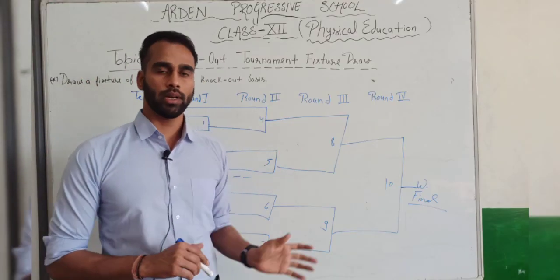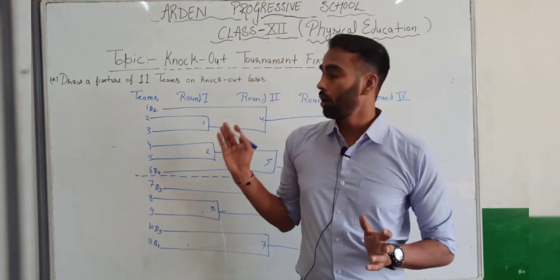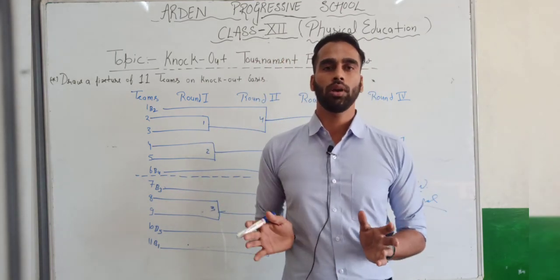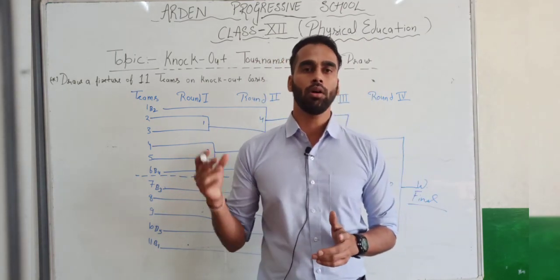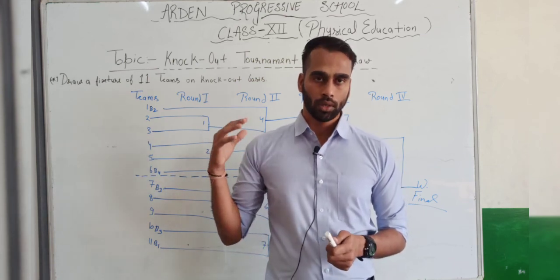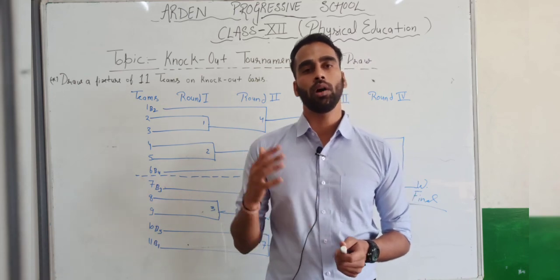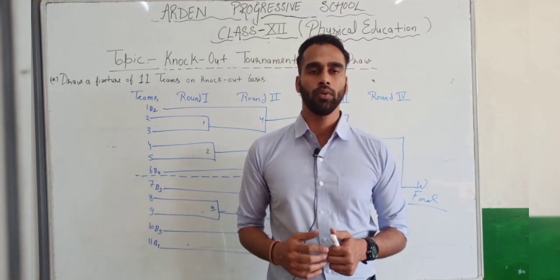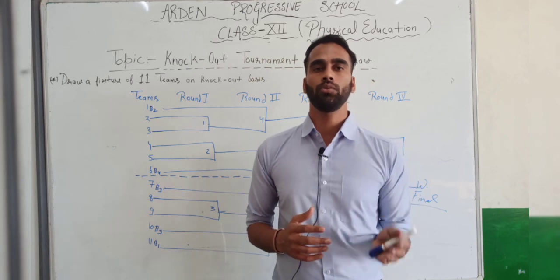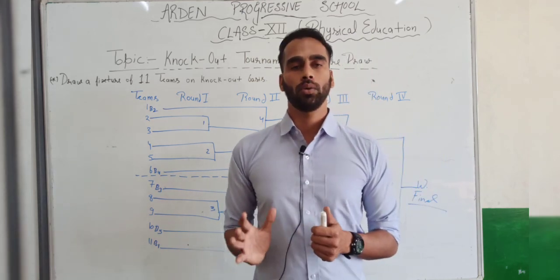I hope you all understand this topic and how to draw a fixture in a knockout tournament, how to calculate all the methods, how the byes will be given, how the draw is divided into upper half and lower half, and also how many rounds and how many matches are conducted in this tournament.